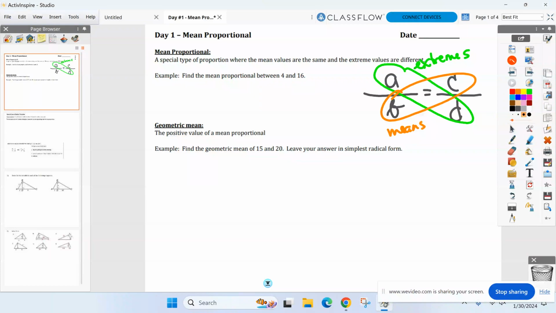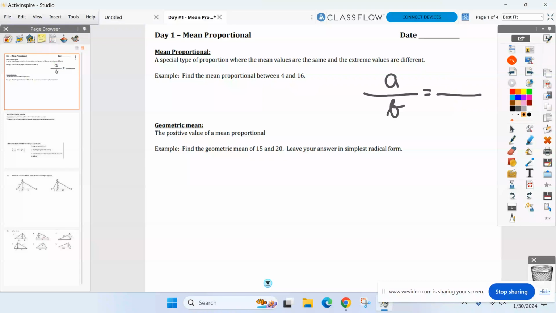What we're going to work with today, tomorrow, is a special type of proportion, where what we put in for the means will be the same. You will see all proportions we set up today, the means will be the same exact number or variable, and my extremes will be different. When the means are the same, we call this a mean proportional. That's what I refer to it as. A mean proportion, when the means are the same.